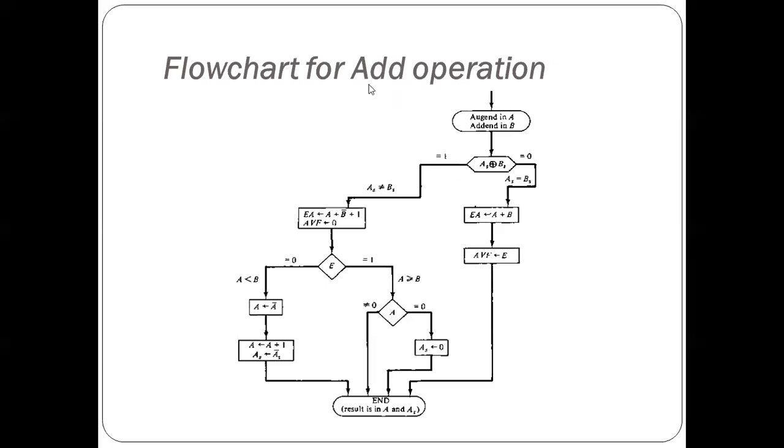And this flow chart is for the add operation. So the operation is addition. If both the signs are same, the XOR output is 0. What operation do you have to do? Addition operation. While performing addition of the magnitudes, whatever extra bit comes out, we call that the addition overflow bit. So that E bit will be saved in the addition overflow flag, AVF.